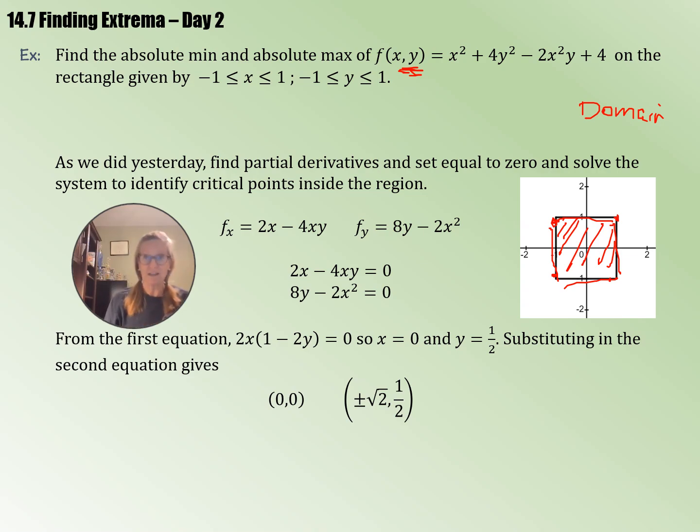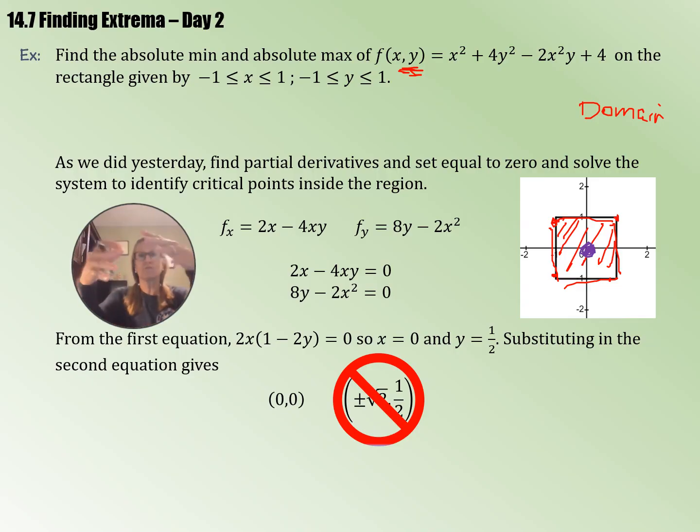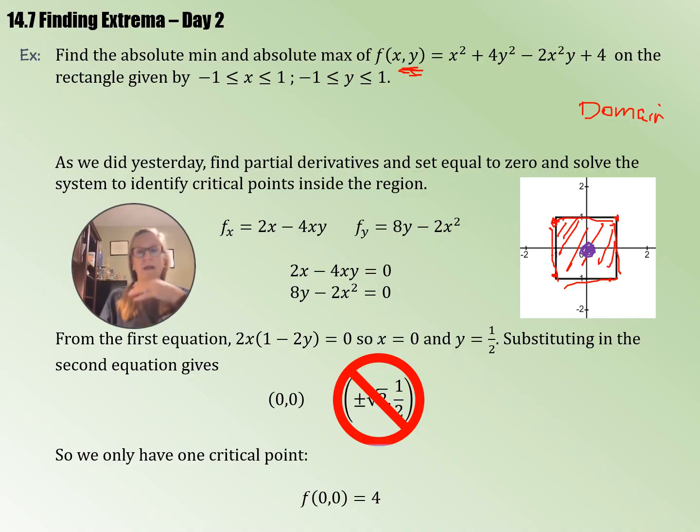Save yourself some work here. Remember, I have restricted the infinite domain to only points on those boundaries or within that square. 0, 0 is in the square. It's right there. But when x is plus or minus root 2, is that in that square? I don't think so. Bye-bye. So I only have one interior critical point, 0, 0. I'm going to plug 0, 0 back into my function and get 4. Only one critical point.